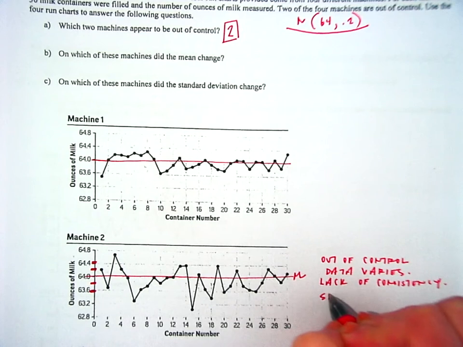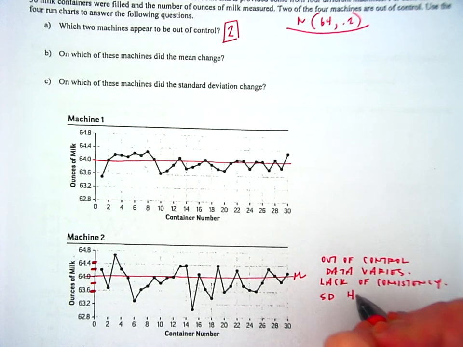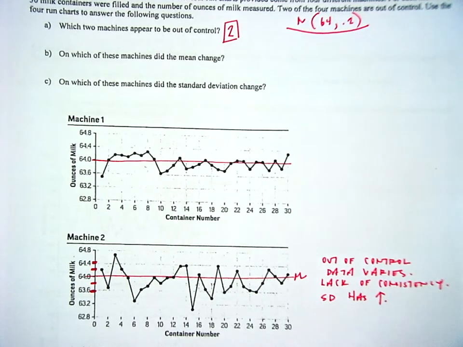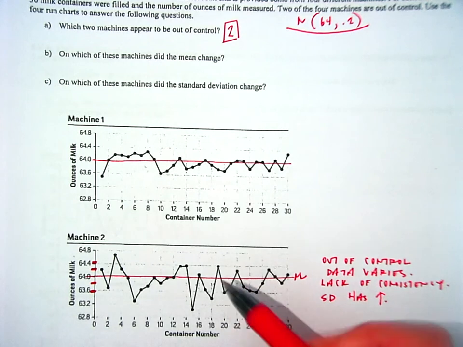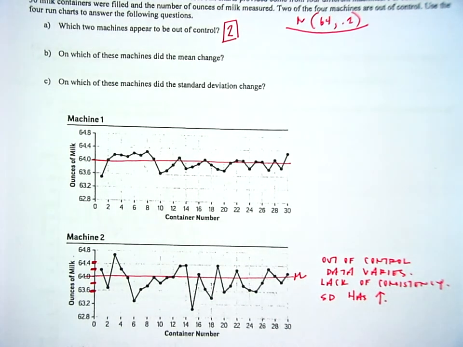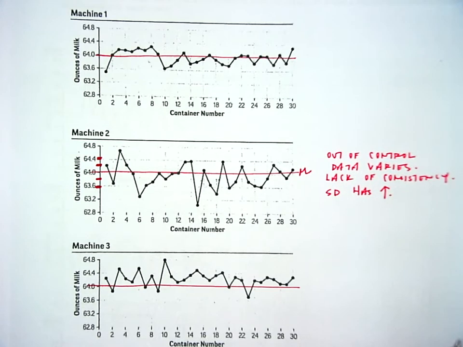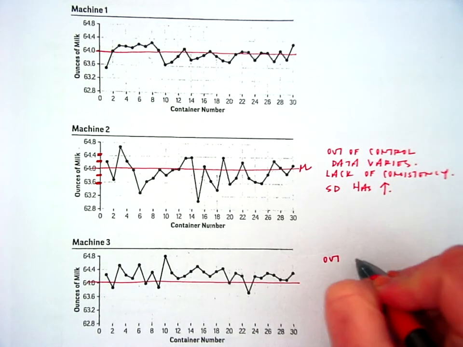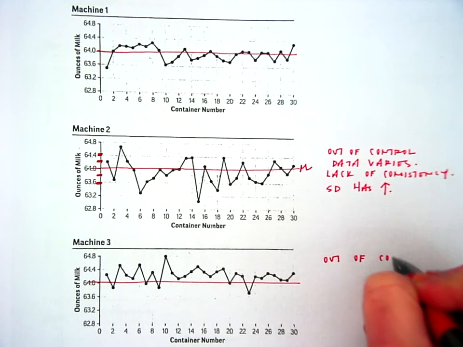And it appears as though the standard deviation has increased. Because we're seeing data that is more erratic, it is fluctuating more, data is more widespread, that is an indication that the standard deviation has increased. Okay, the other one that's out of control is number 3. So number 3, let me just write that language, out of control.